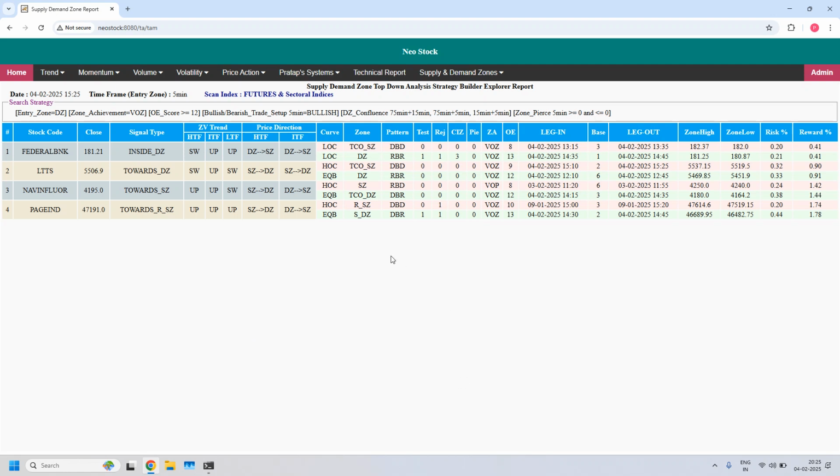In these 4 stocks, these 5 minute demand zones are overlapped with the 15 minute demand zone. Again, both together are overlapped with the 75 minute demand zone. And the 75 minute trend is up in the 3rd and 4th stock. If any of these 2 stocks are having a 75 minute demand zone with daily EMA, maybe they have a higher success rate. Let's verify.